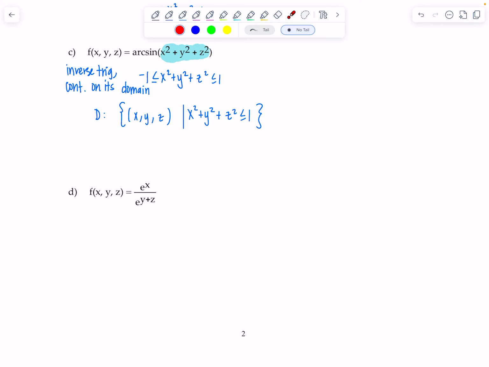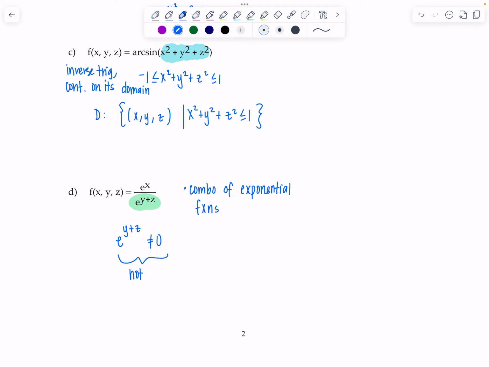Okay, lastly, f of x, y, z equals e to the x over e raised to the y plus z. So this is like a combo of exponential functions, and we have them divided by each other. Again, think back to when you're dealing with a rational function, you just want to make sure the denominator is not 0. So we don't want this to equal 0, but that never happens anyways. Not possible, or basically it's not possible for it to equal 0. Let me put it that way. So we have no restrictions on the domain.